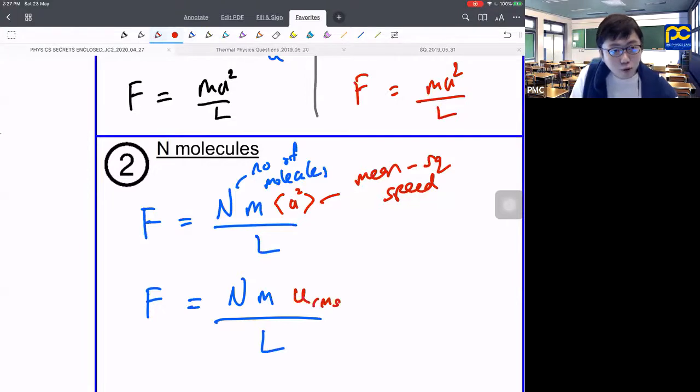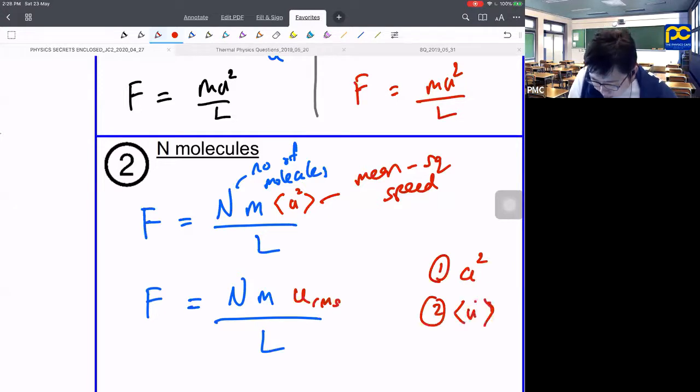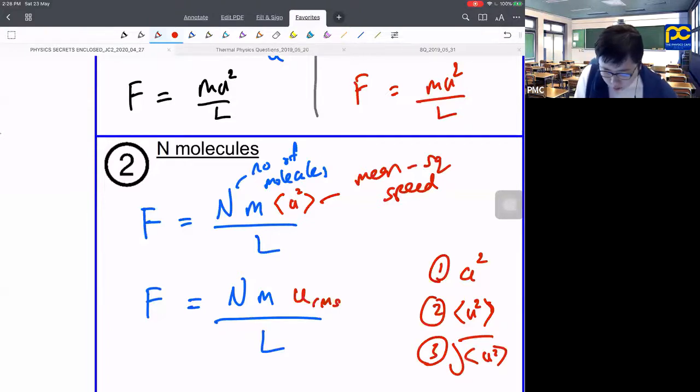But I also need to understand what root mean square speed means. Step 1, you square it. Step 2, you take the mean. And then step 3, you square root everything. So when you use the root mean square speed, the total force by all the molecules is N u squared over L, but the u must be the root mean square speed. When you square your root mean square speed, look at step 3, you remove the square root. And when you remove the square root, what you get is actually the mean square speed. We actually mentioned that.